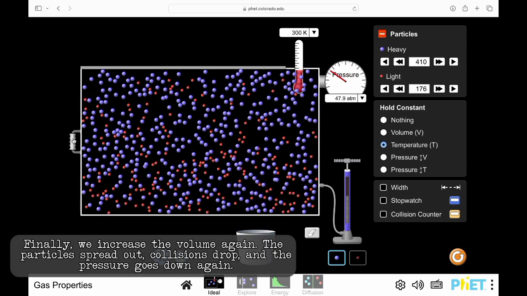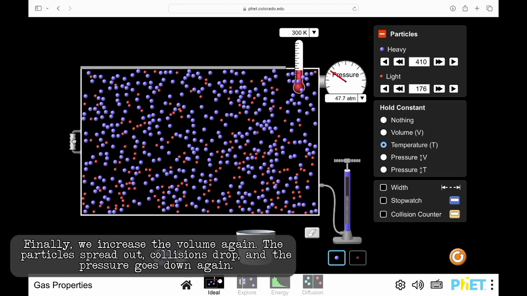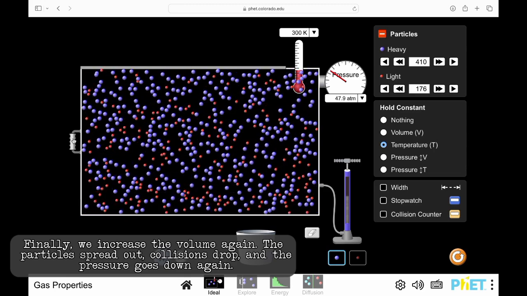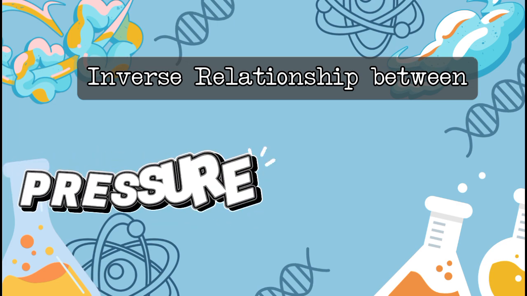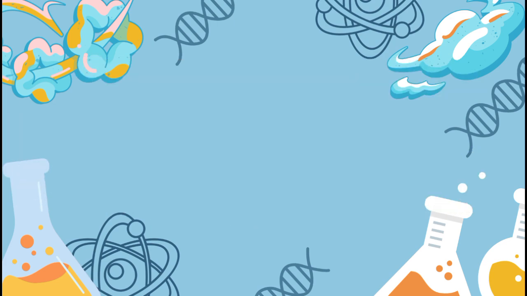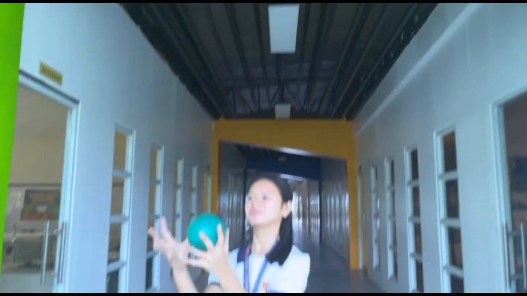Finally, we increase the volume again. The particles spread out, collisions drop, and the pressure goes down again. This clearly shows the inverse relationship between pressure and volume, wherein if the volume decreases, the pressure increases, and if the volume increases, pressure decreases.